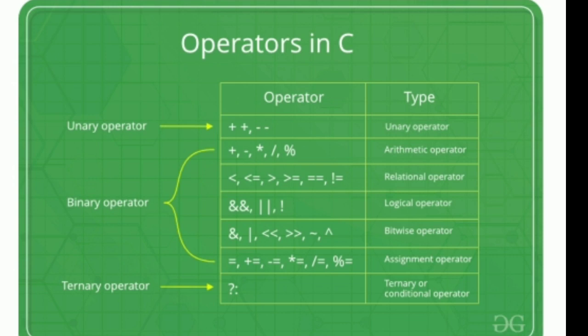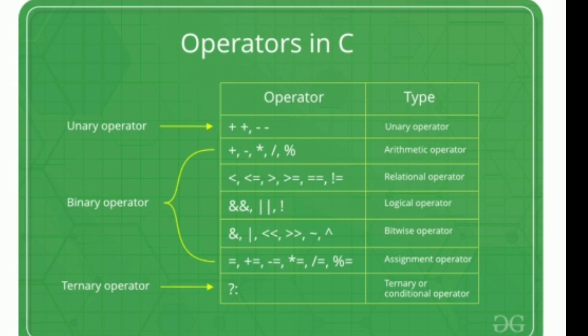What operation is going on? A equal to b, a equal to a plus b. A plus equal means a is equal to a plus b. A minus equal means a is equal to a minus b. A star equal to b means a is equal to a star b. A by equal b means a is equal to a by b. A modulo equal to b means a equal to a modulo b. These are some assignment operators.